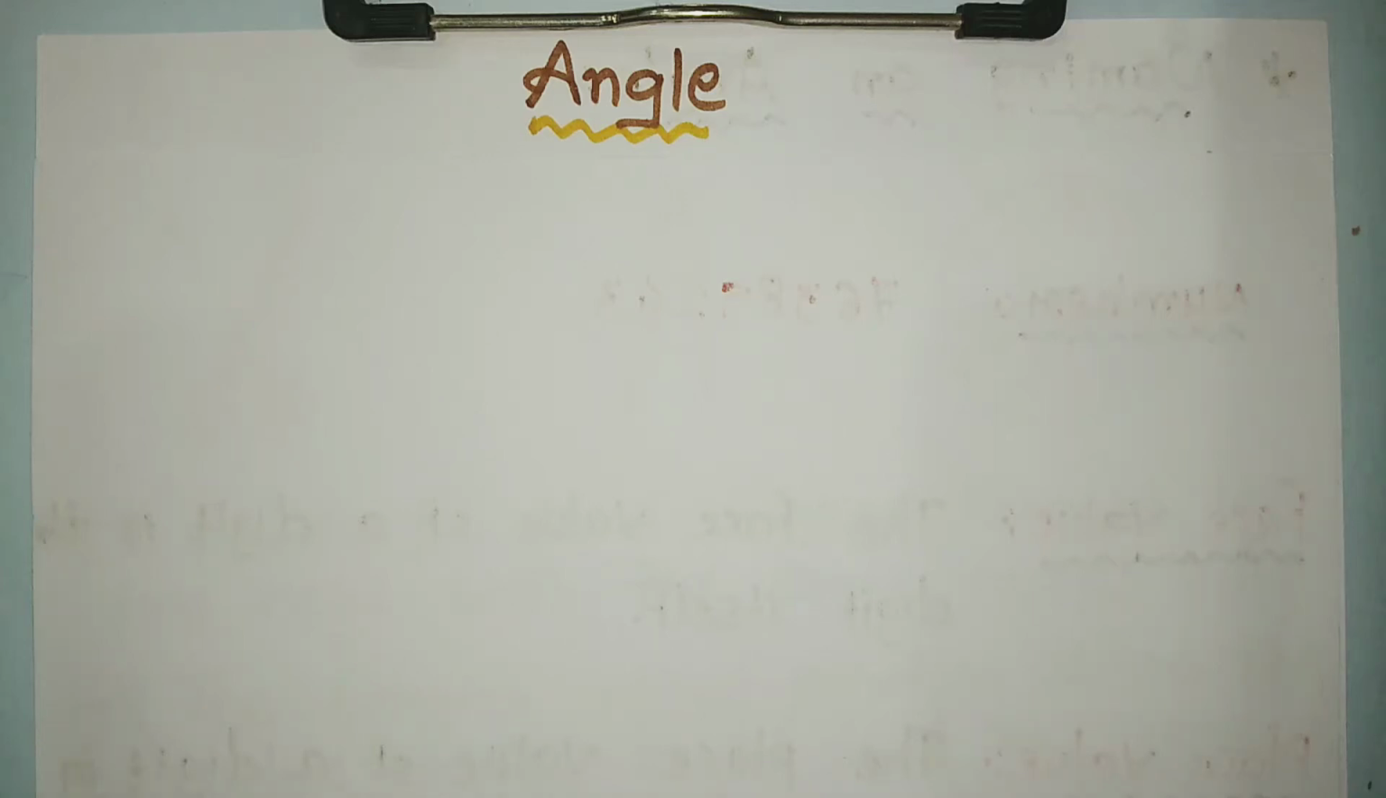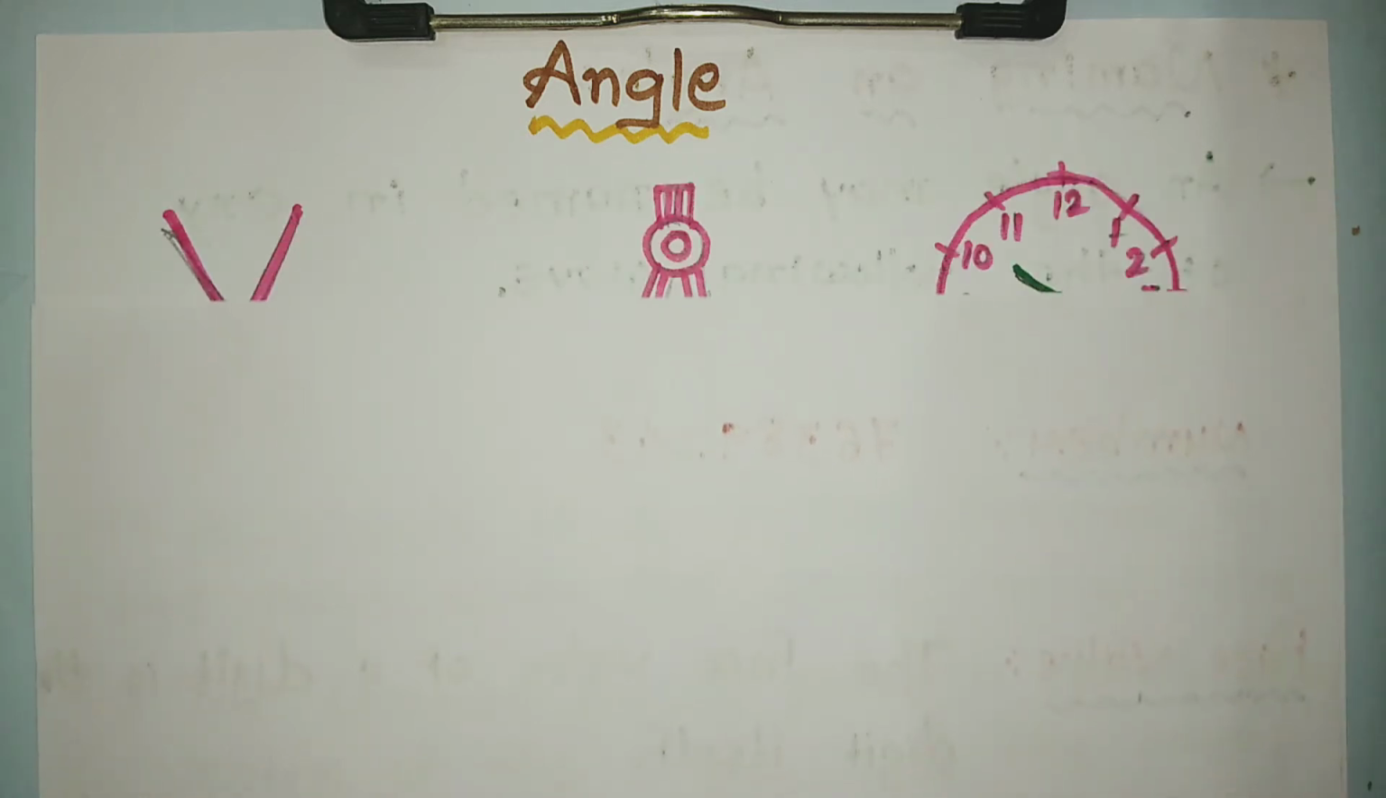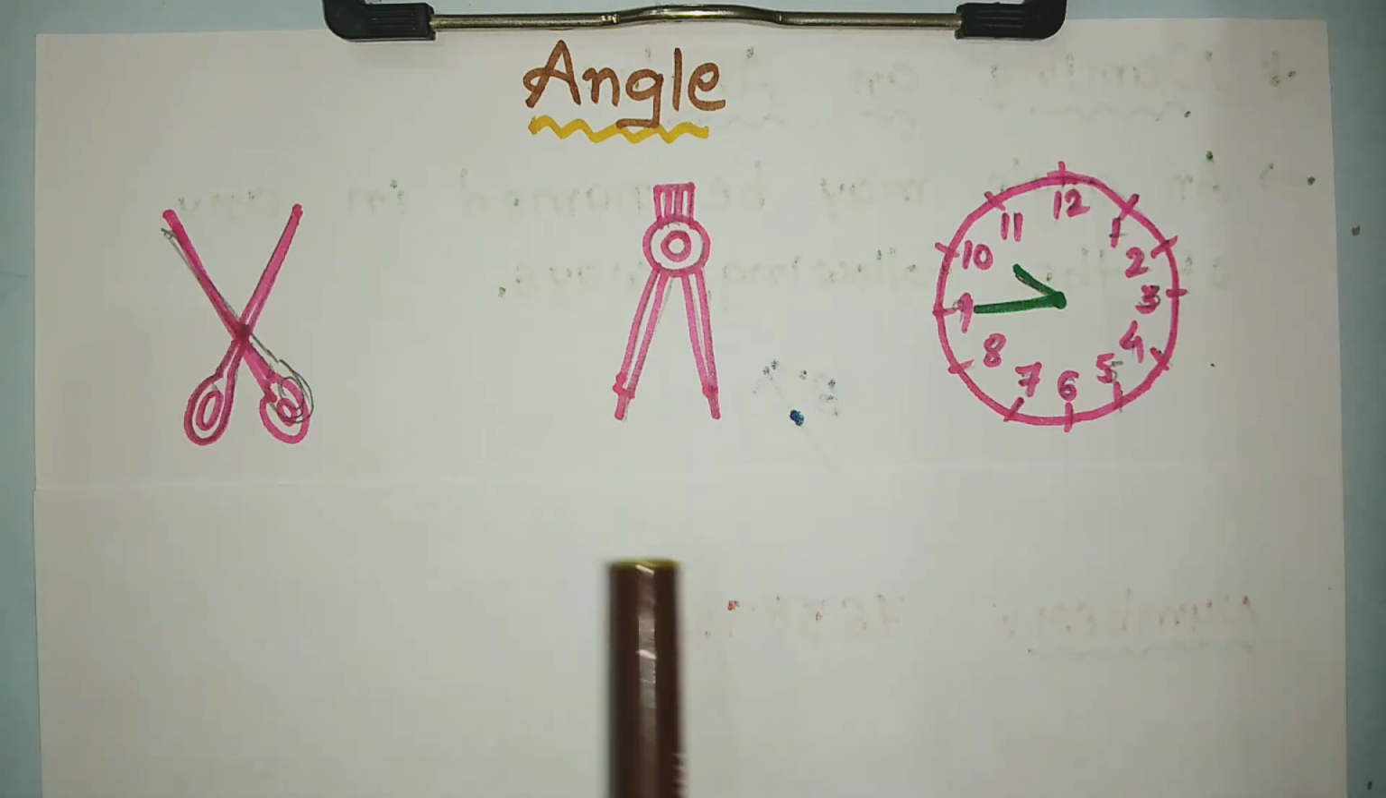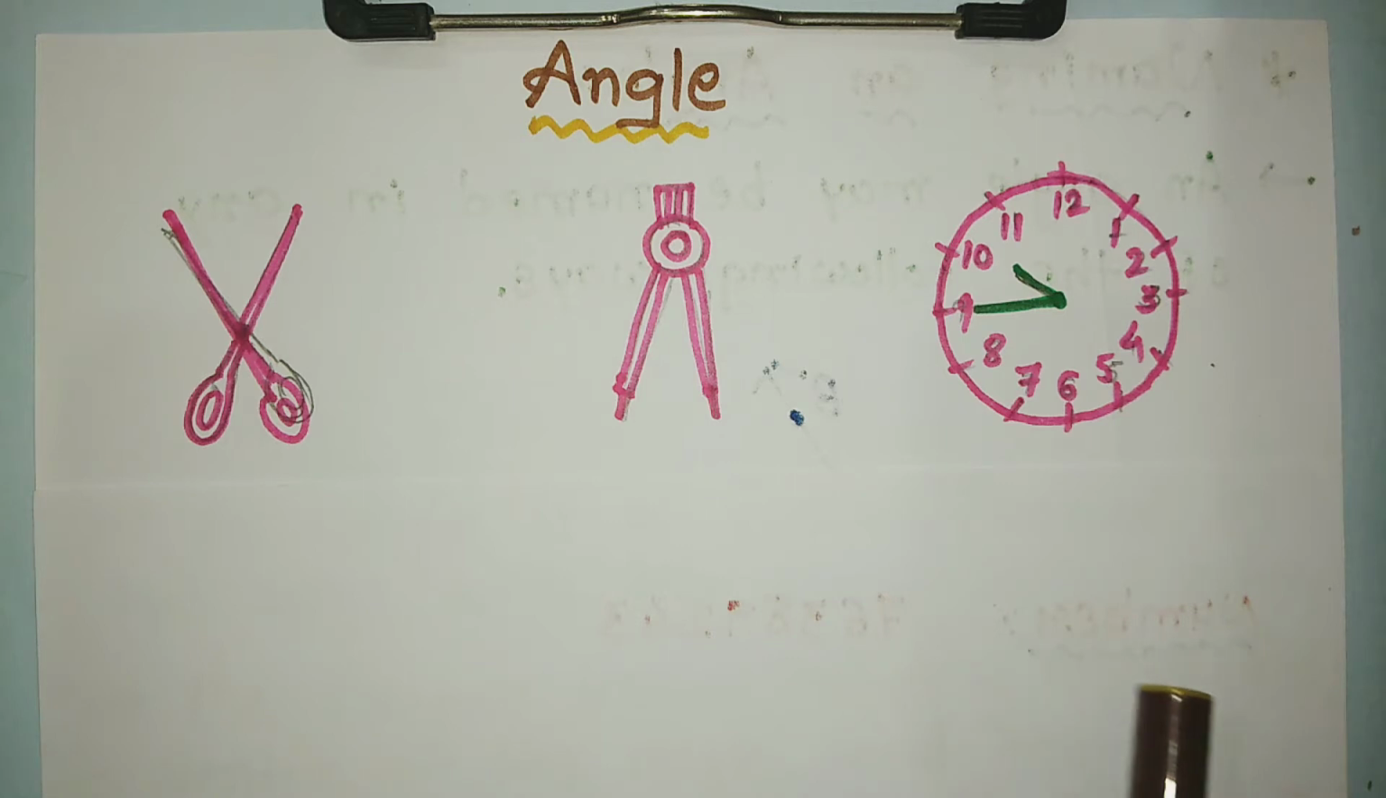Students, the next concept of chapter number 4 is angle. Here, some figures are drawn. Observe the following objects which you use in your daily life. This figure shows objects that you are using in your daily life. All these objects give an idea of an angle.